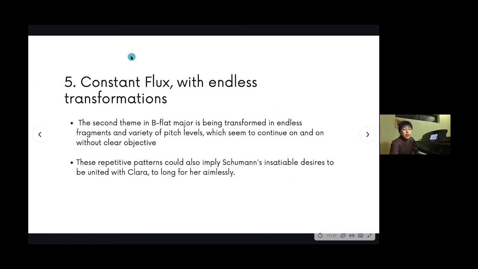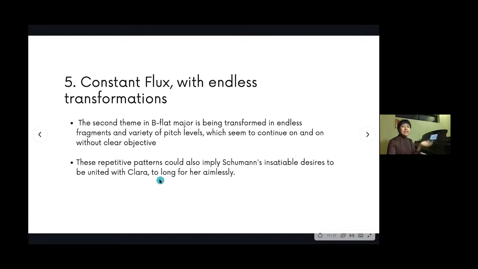So the fifth category is talking about this continuity, constant flux, with endless transformation. It seems like he could go on and on, like he never runs out of ideas on how to improvise. It seems improvisatory and so free. So the second theme in B flat major is being transformed in endless fragments. I'll show you all kinds of fragments that occur after the second theme appears, and then it keeps repeating but in different versions. And there are a lot of modulations, which seem to continue on and on without clear objective. We don't know where it's going. Keep changing modulations, going to B flat and then to F major, all these different tonalities.